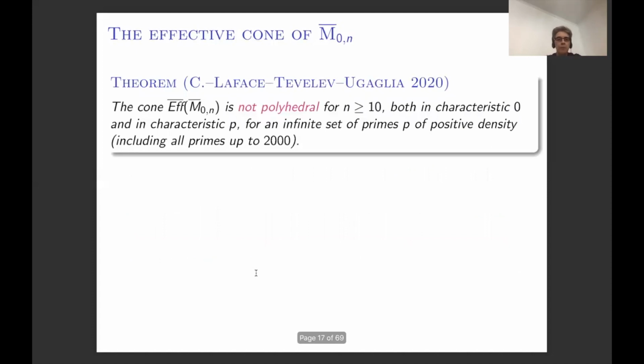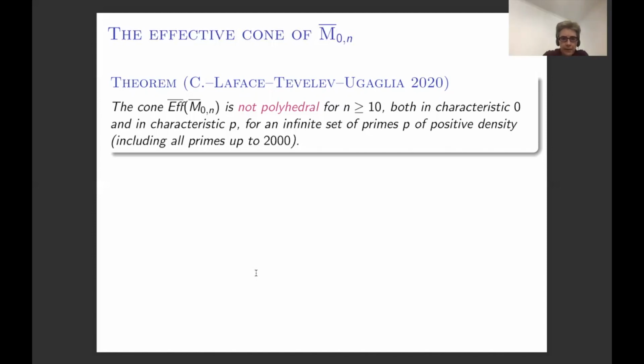So the theorem says that the effective cone of M_{0,n} bar is in fact not polyhedral when n is at least 10. And this is true in characteristic 0 and in characteristic p for an infinite set of primes p of positive density. And this will include all the primes up to 2000.